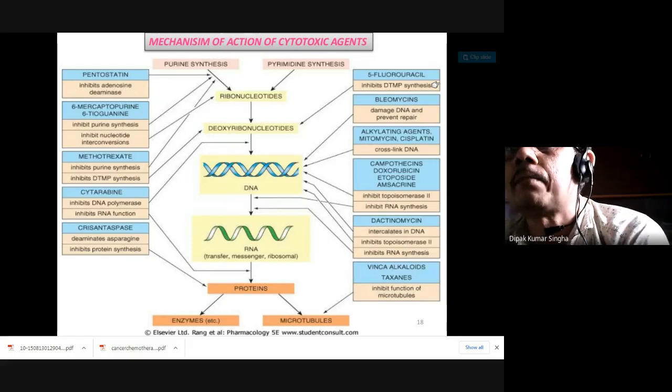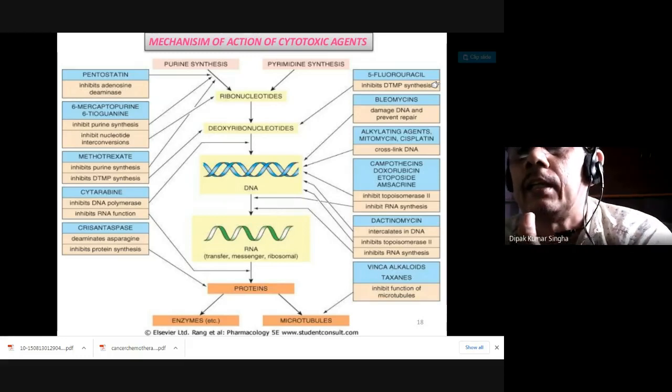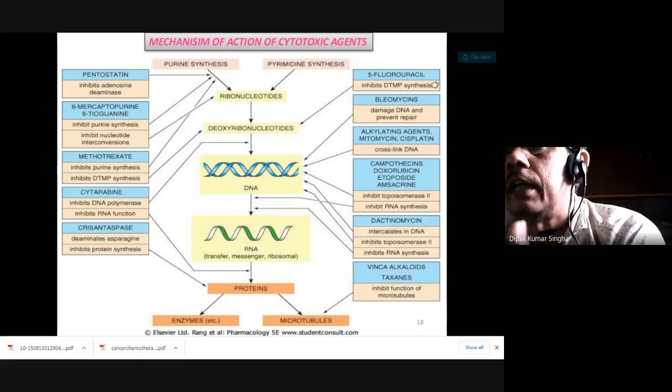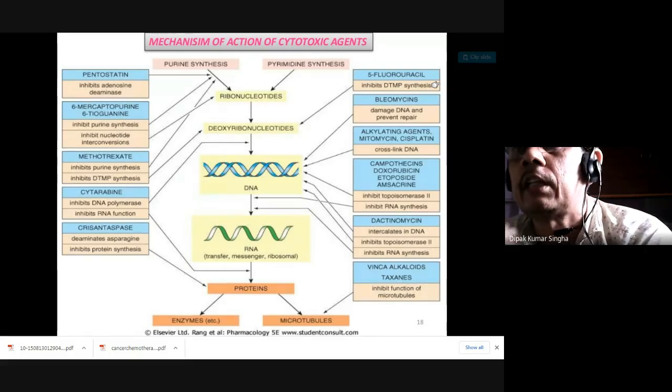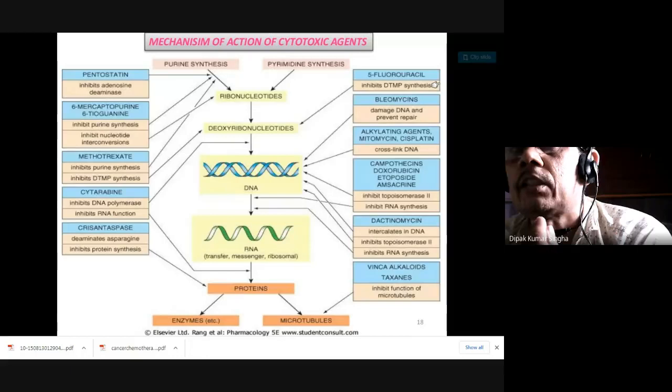Another is 6-mercaptopurine or 6-thioguanine. These directly inhibit purine. Actually, these are all purine antagonists, anti-mitotic agents. 6-mercaptopurine and 6-thioguanine inhibit purine biosynthesis and inhibit nucleotide interconversion. So this is the procedure by which they inhibit purine biosynthesis. Ultimately, the purine is not synthesized, so ultimately the DNA is not synthesized.